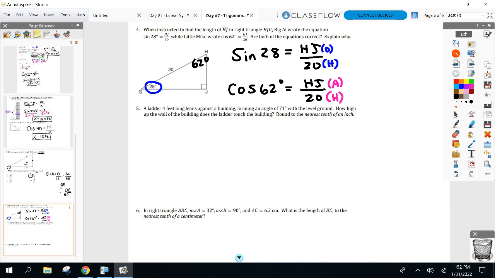Studs only need to do number 5. So put your pencil down if you don't fall in that category. Studs only, number 5. Ladder leaning against a building. All right, we know what that looks like, right? We got a right triangle. Where am I putting the 4 feet?